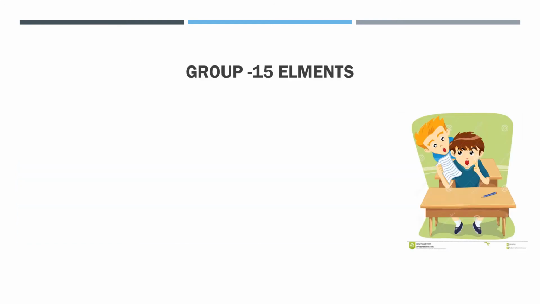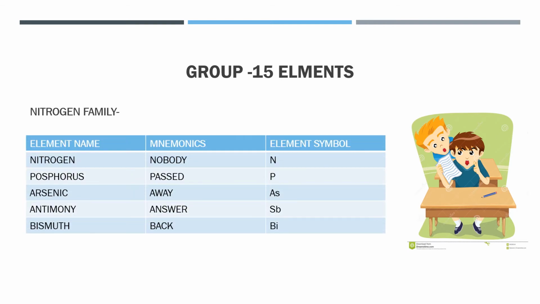Next is group 15. Group 15 elements. It's nothing but the nitrogen family. So let's learn the mnemonics. The elements under the nitrogen family are nitrogen, phosphorus, arsenic, antimony, bismuth. Element symbols are nitrogen N, phosphorus P, arsenic As, antimony Sb, and bismuth Bi.